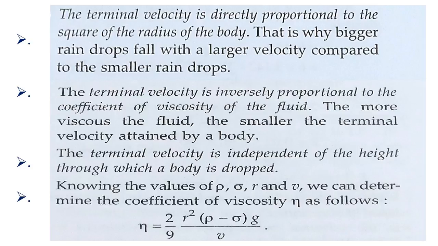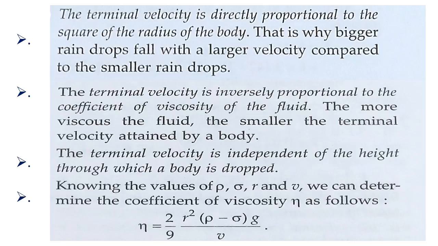The terminal velocity is directly proportional to the square of the radius of the body, and that is why bigger raindrops fall with larger velocity compared to the smaller raindrops. The terminal velocity is inversely proportional to the coefficient of viscosity of the fluid. The more viscous the fluid, the smaller is the terminal velocity attained by a body. The terminal velocity is independent of the height through which a body is dropped.